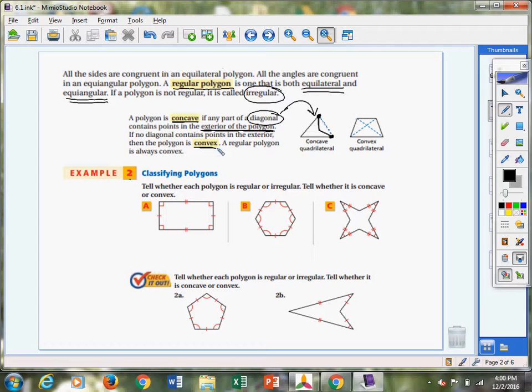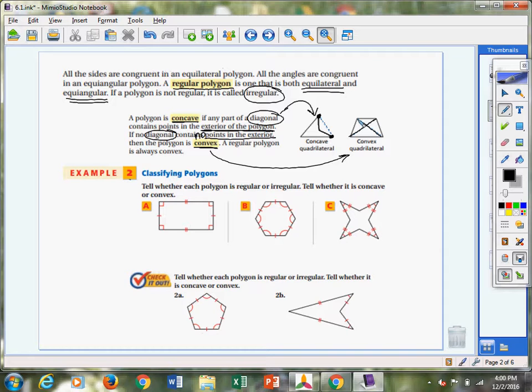Convex, all that means is the diagonal doesn't have any points in the exterior, no points in the exterior. So let's look at this one. So we'll look at convex. And here's another quadrilateral, same thing, 4 sides, quadrilateral. And when we connect the diagonals together, those diagonals are solely on the interior of that quadrilateral. So we would say, okay, well, then it's considered to be convex, if that's the case, and it is.